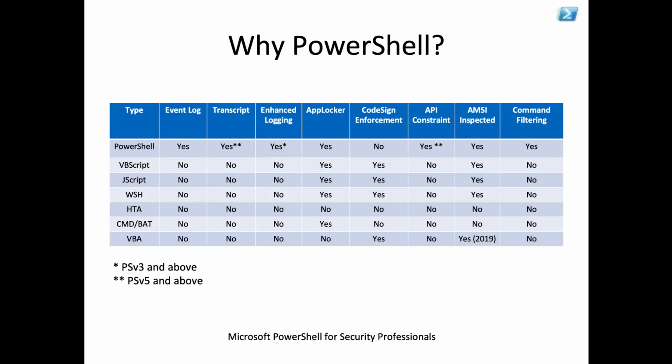Now let's go to VBScript. Well, VBScript, we have AppLocker, code signing enforcement, AMSI, nothing more. Same for JScript, Windows Scripting Host. HTA files: event log, no. Transcript, no. Enhanced logging, no. AppLocker, code signing, no. API constraints, no. AMSI inspection, nope. Command filtering, no. And HTA depends on the engine, just in case for AMSI.